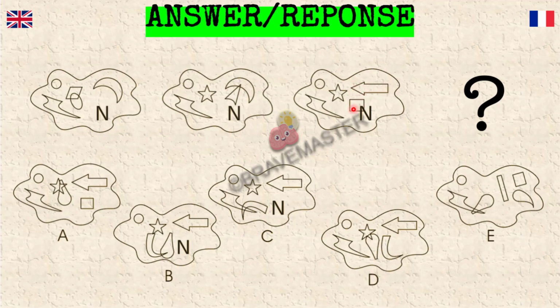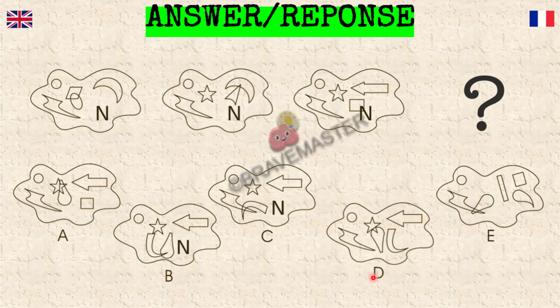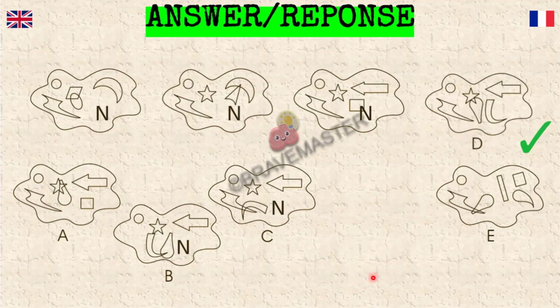So with that logic in mind, we should not get any n or any rectangle in the next figure, so we can safely remove these two and these two. So this leaves us directly with D as the correct answer. Okay, so yes, D is the correct answer.